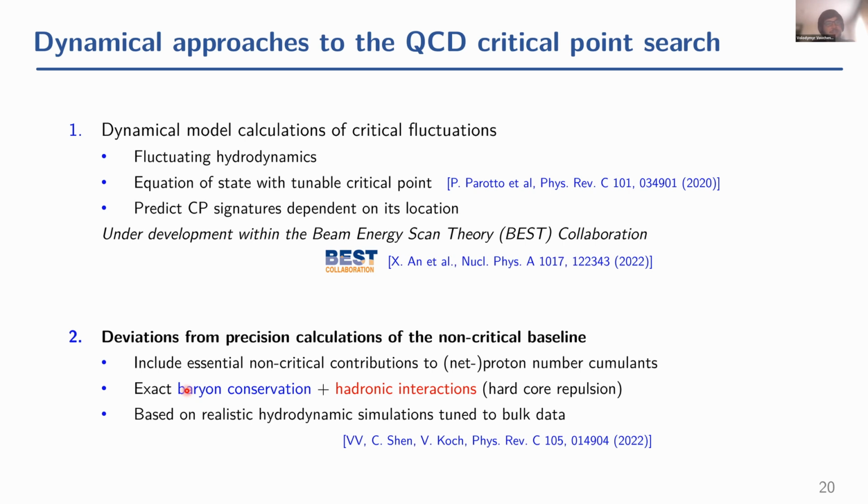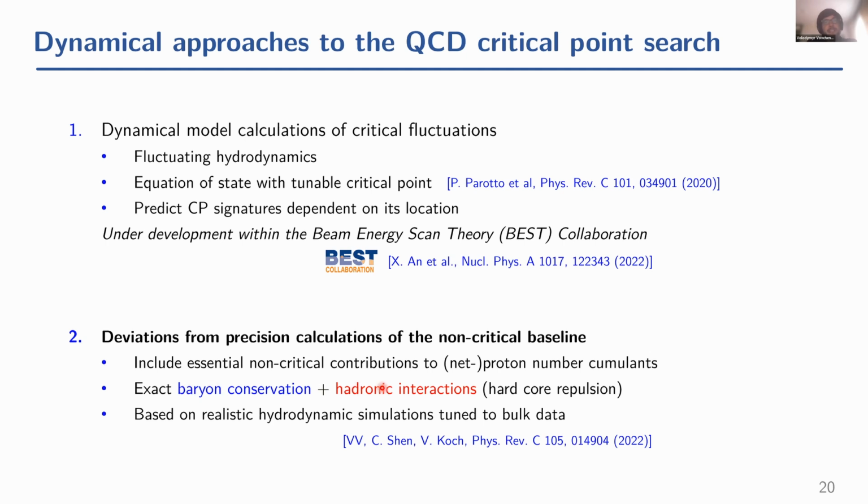So this is one way to see, or in other words, if you have an excess of baryon in one region of the phase space, then you must compensate it with an antibaryon produced somewhere else. So this is sort of how baryon conservation creates correlations between particles.